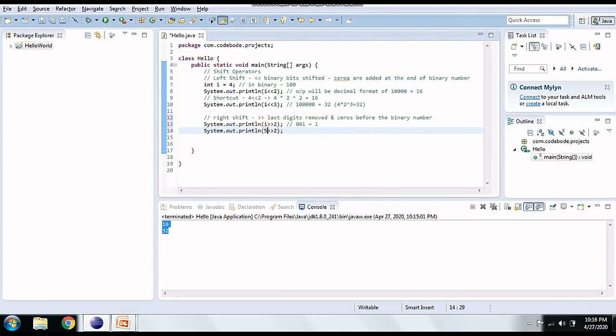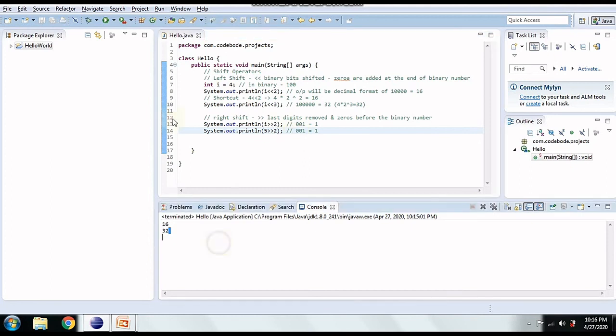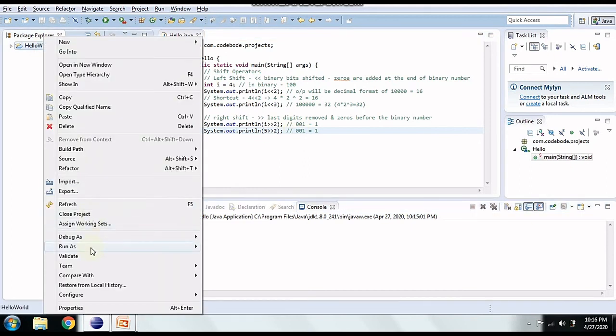So for 5 right shift 2, the representation of 5 is 101. The last digits, be they 0 or 1, will be removed and 2 zeros will be appended before 1. So in this way, again the answer is 1.